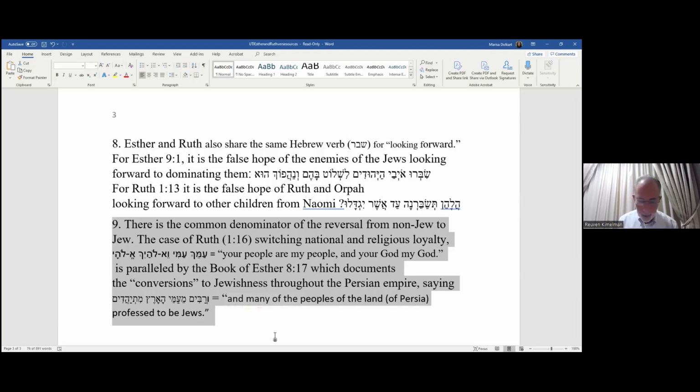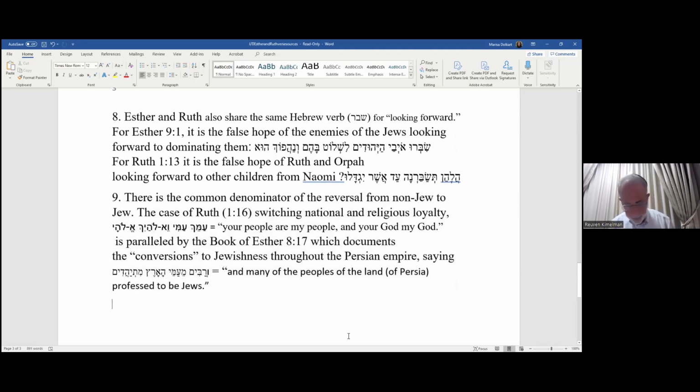This event is paralleled by the book of Esther, chapter 8, verse 17, which documents the conversions, in quotations, to Jewishness throughout the Persian Empire, saying, "Rabim mei'amei ha'aretz mityahadim." And many of the peoples of the land of Persia profess to be Jews. By now, it is clear that the surface differences should not be allowed to block out the subsurface commonalities.